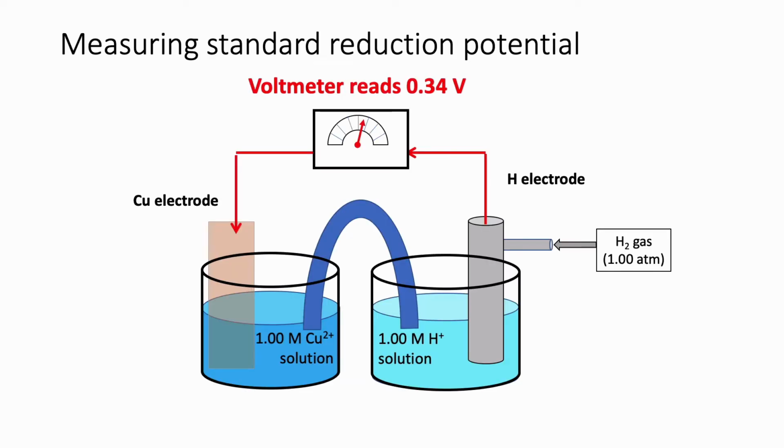So if you want to figure out the standard reduction potential of something like the Cu2+ being reduced to copper reaction, you would set things up so that the standard hydrogen electrode was your anode, because the anode is where the oxidation happens, and then you set up the copper as your cathode, because the cathode is where your reduction happens. And then whatever the voltmeter read is what your standard reduction potential would be.